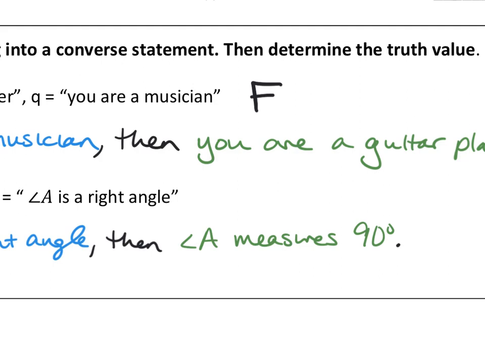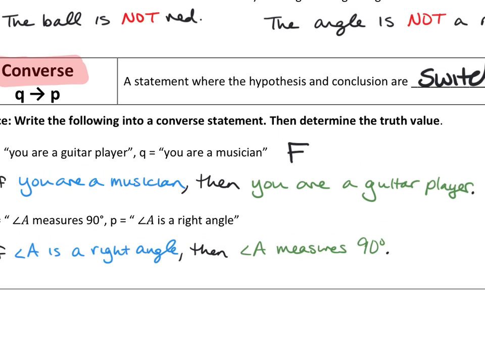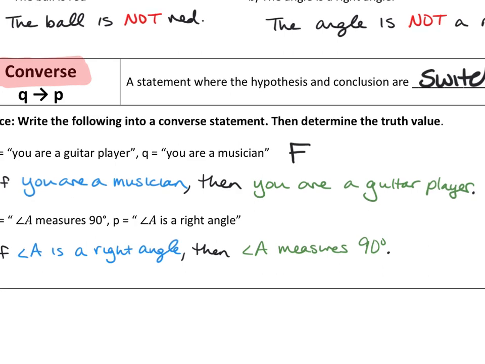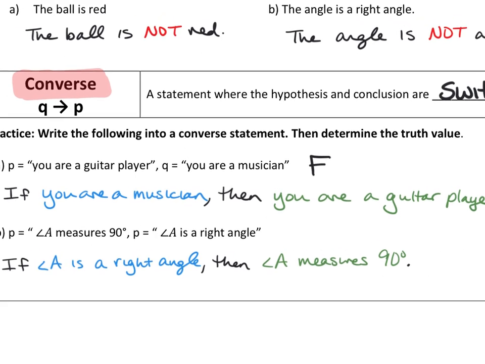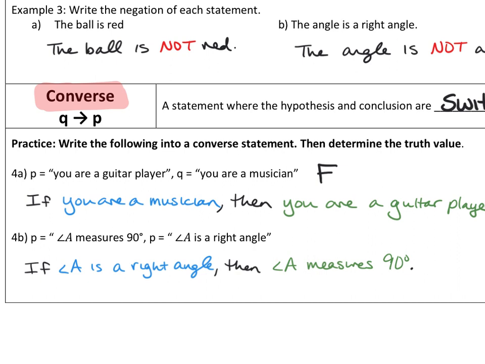We're flip-flopping it. But every time we write a conditional statement, we're going to talk about the validity, the truth table. So if angle A is a right angle, does that mean that it is 90 degrees? Yeah, this one is still true, which is very interesting, that both the regular version and the converse are true.